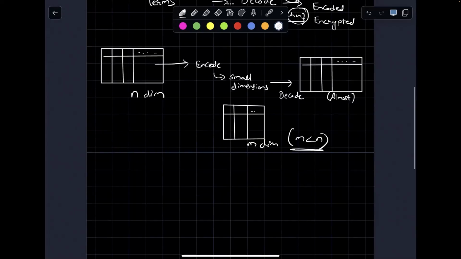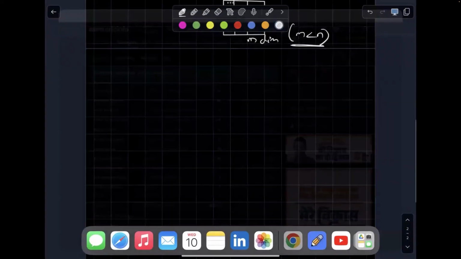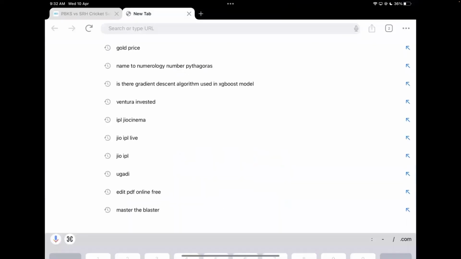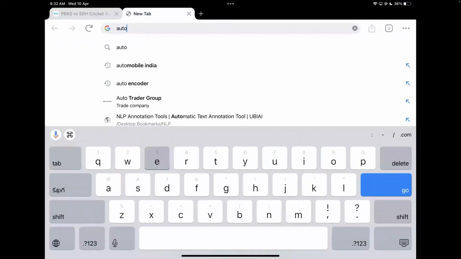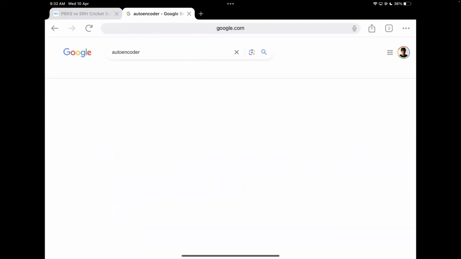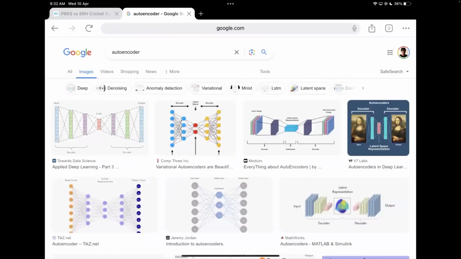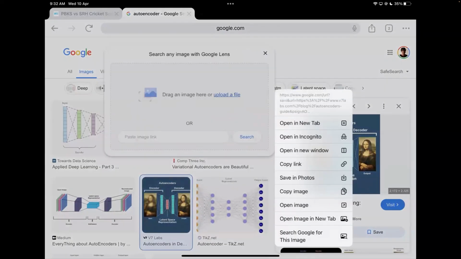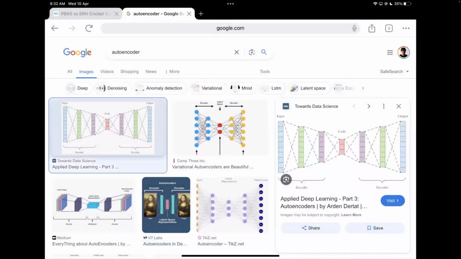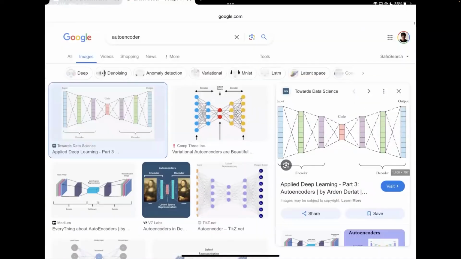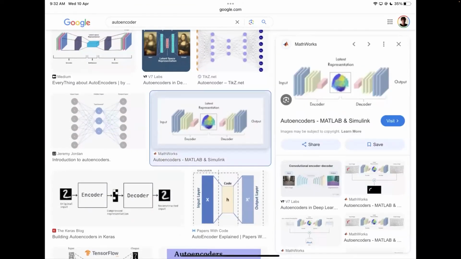Okay, this is the idea. Now we will look at the architecture of an autoencoder. I will just put the image also because I will share these notes.